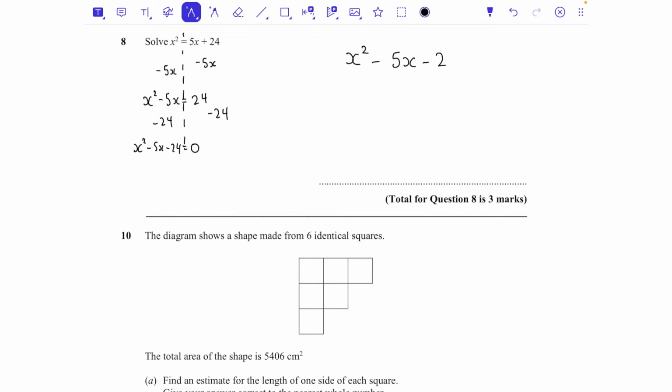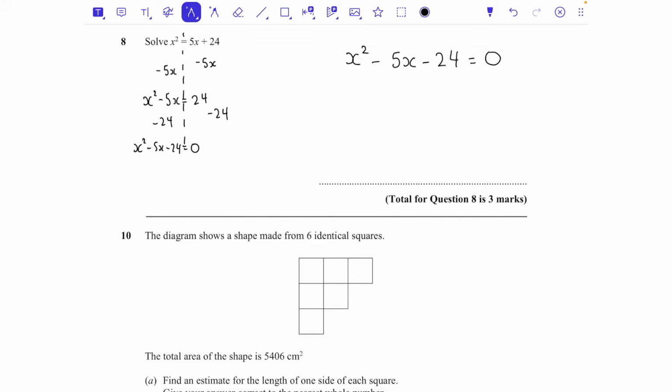Because this is a non-calculator paper, it's probably not going to be the quadratic formula. It has come up a couple of times, but when it's been the quadratic formula on a non-calculator paper, it's said leave your answer in the form a plus or minus root b over c, or something like that.